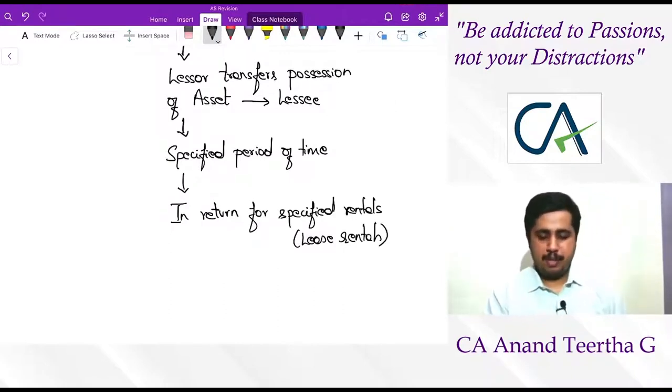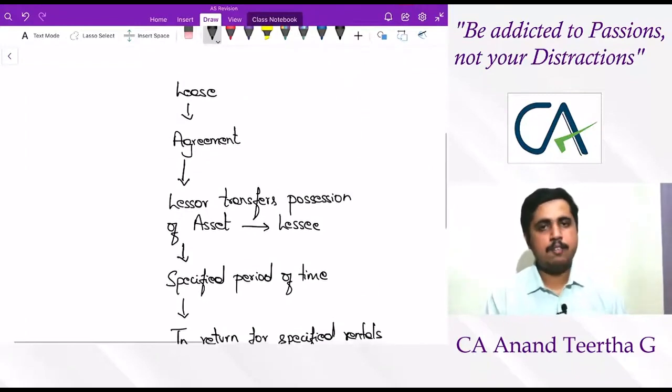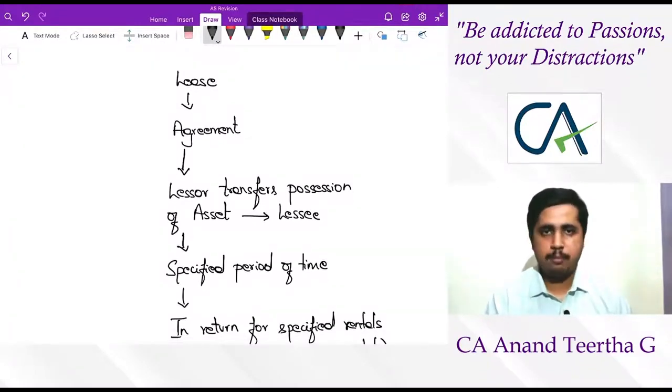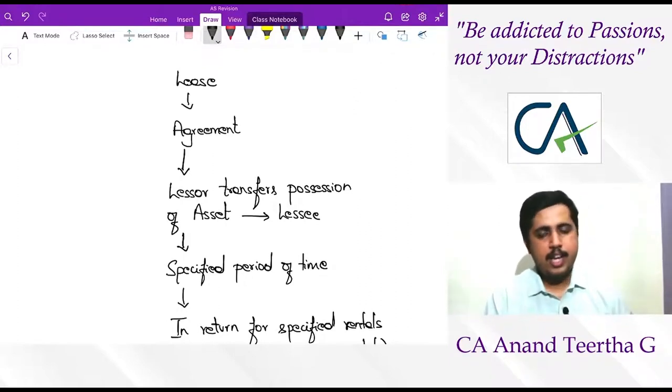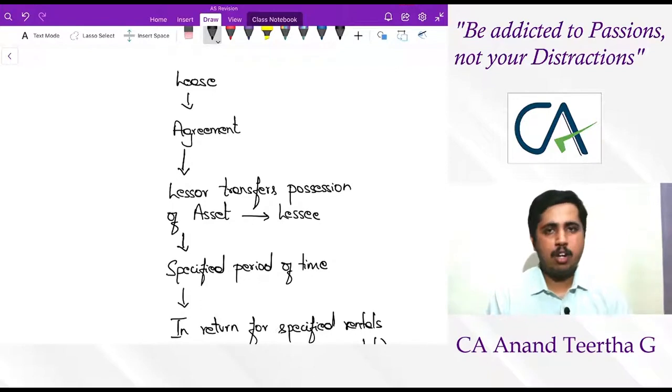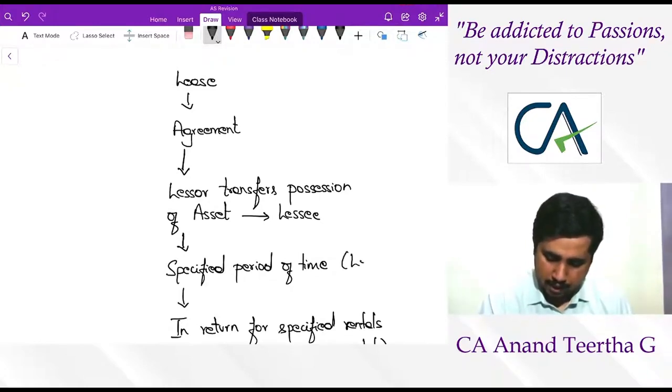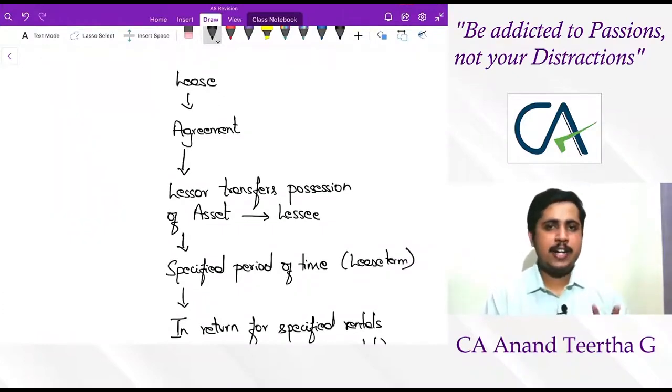So this is going to be the meaning of the term lease in our AS 19 requirement. First, it's an agreement. This agreement is between a person called lessor, who is the legal owner of the asset. He is going to hand over the possession of the asset to another person called lessee. Lessee is going to collect the asset for a specified period of time, we call it lease term, in return for lease rentals.